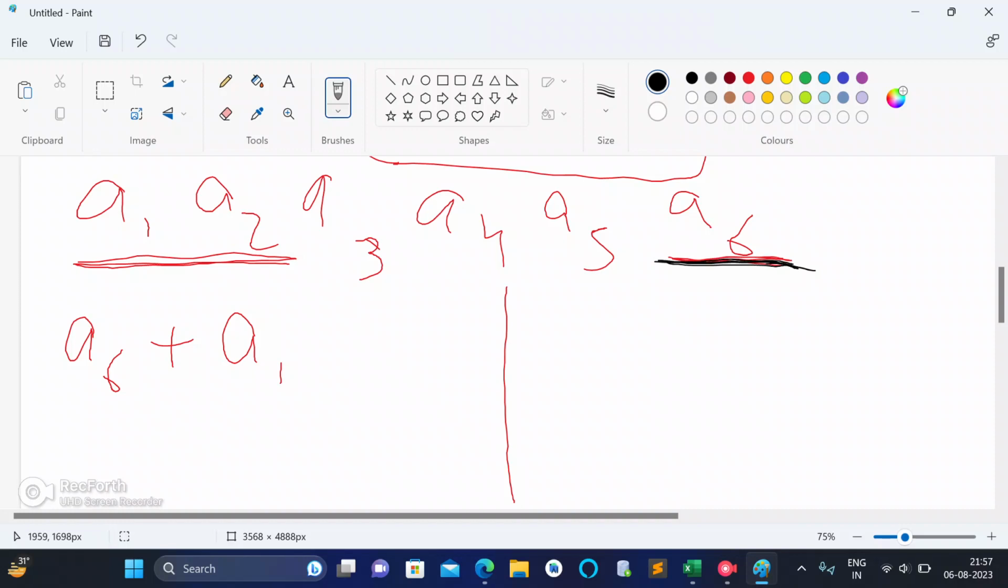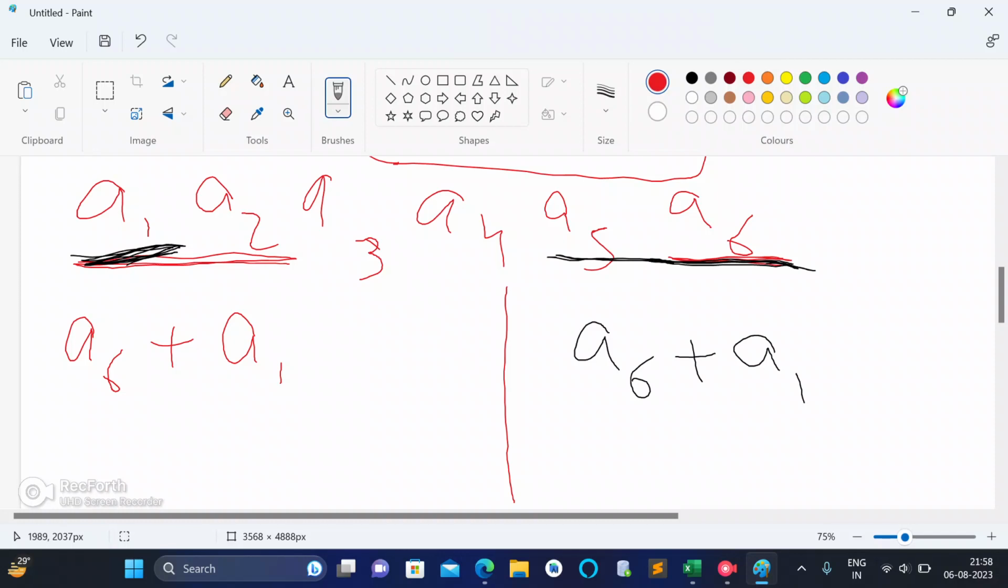In the second scenario I decided to give him A6, A5 and A1. Again, I am repeating, I have to give three numbers to my friend, so I made two scenarios. In one scenario I give him A6, A1, A2, then my answer would be A6 plus A1. A1 to A6 is a sorted integer array. In the second scenario I give him A6, A5 and A1, so in this scenario also the answer would be A6 plus A1.